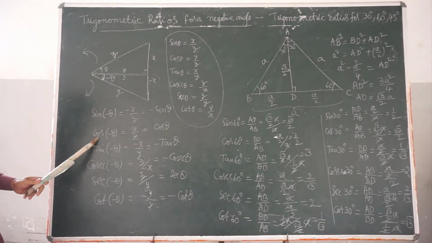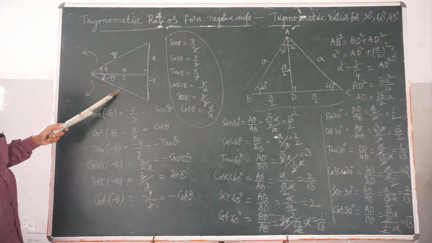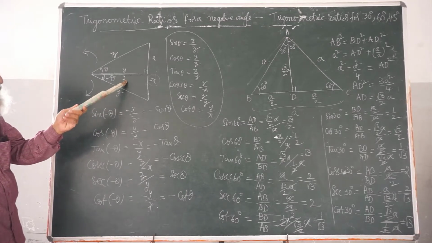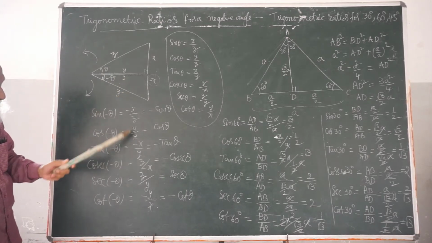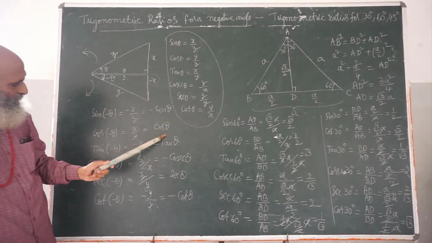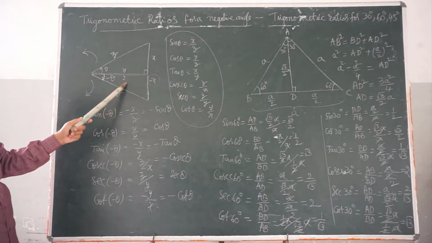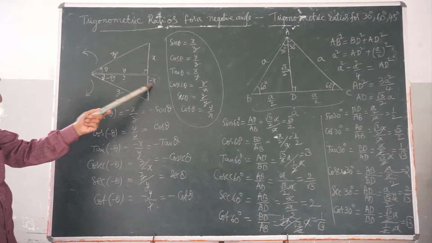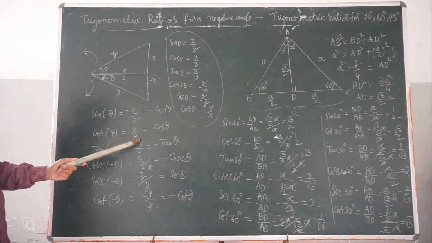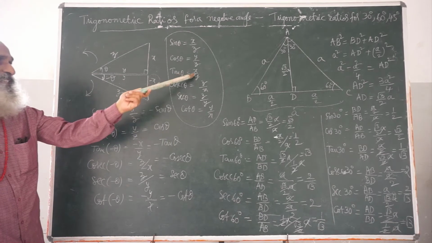Now let us look at cos of minus theta. Cos is adjacent side by hypotenuse. What is the adjacent side? Y. Hypotenuse z. So y by z. Y by z is cos theta. So cos of minus theta is cos theta. Tan of minus theta, opposite side by adjacent side. Opposite side is minus x. Adjacent side is y. Minus x by y. That is minus tan theta, because tan theta is x by y.